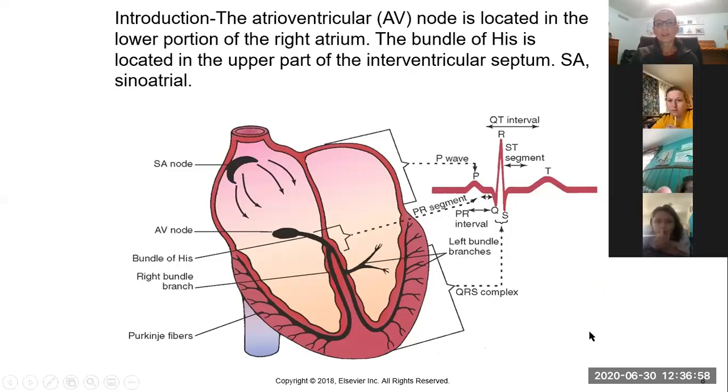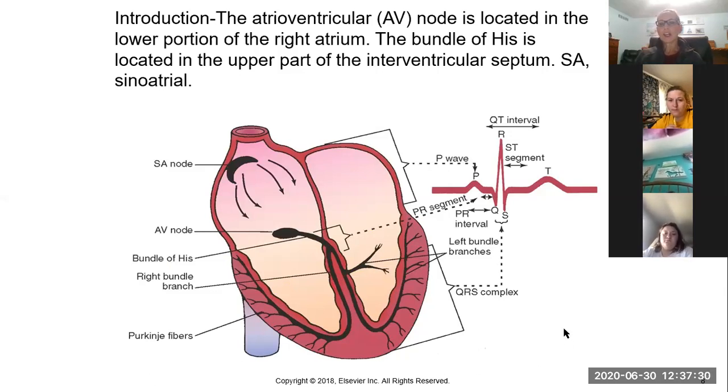Okay. All right. So this is that review real quick that we went through. Here's your SA node. That's level 1, right? It initiates it. If it malfunctions, this AV node is next. Then you've got your bundle of His, your right and left bundle branches, and then down here being covered up are the Purkinje fibers. Okay. So that's just a review of the heart. Any questions on that?